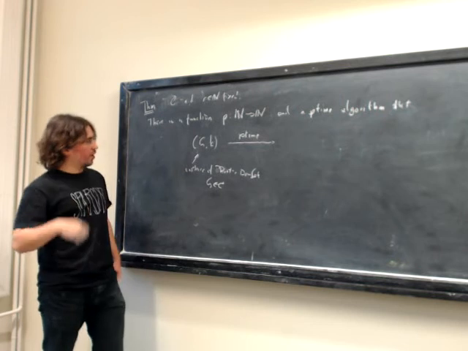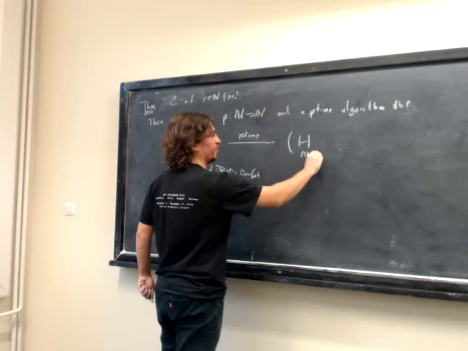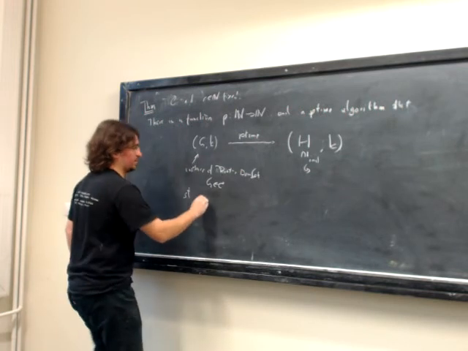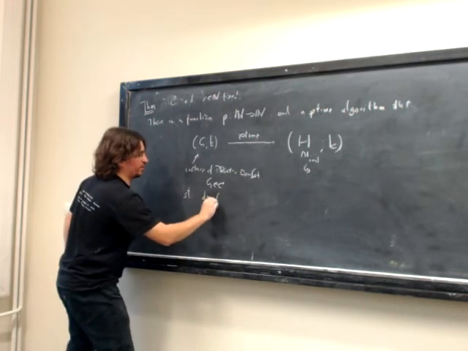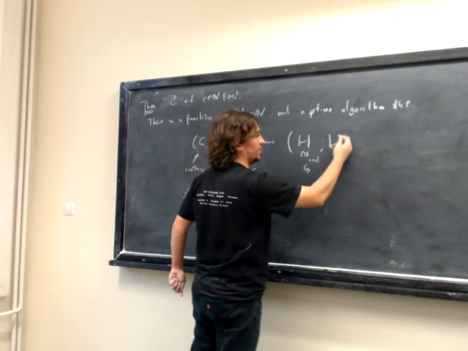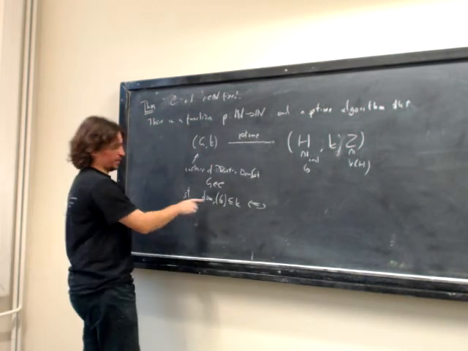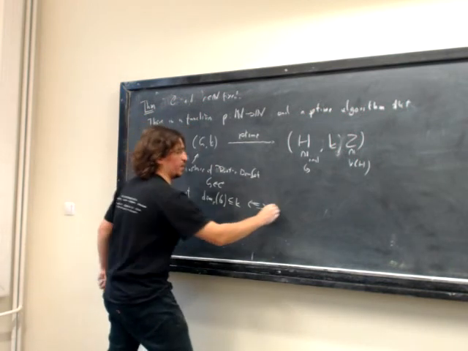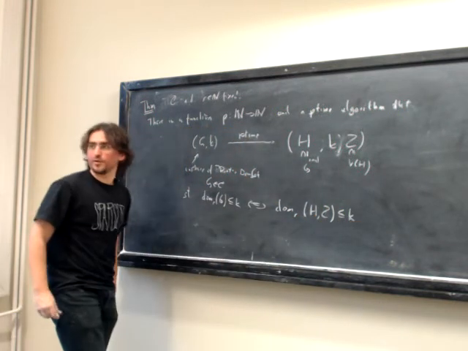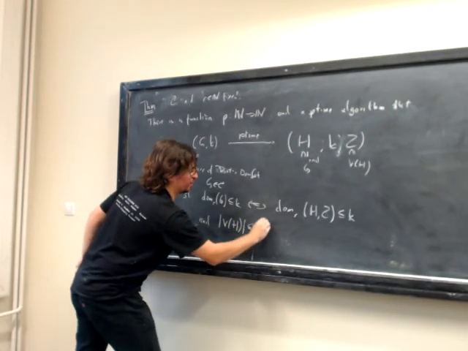Yes, and it will also output some H, which will be an induced subgraph of G, and k as well, such that the domination number of G is at most k, if and only if, I will also need a subset of vertices Z, in H I can dominate Z with at most k vertices, and the number of vertices of H is at most p of k.